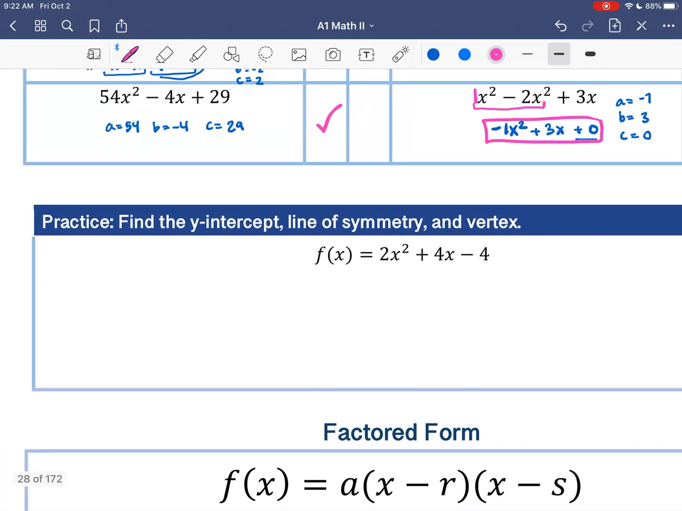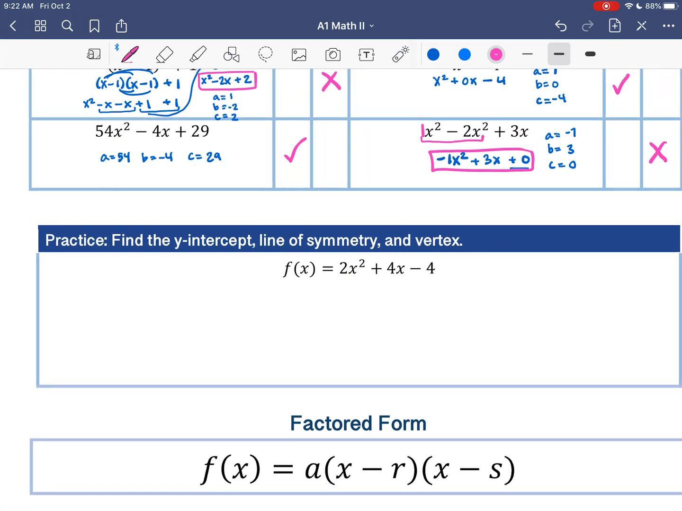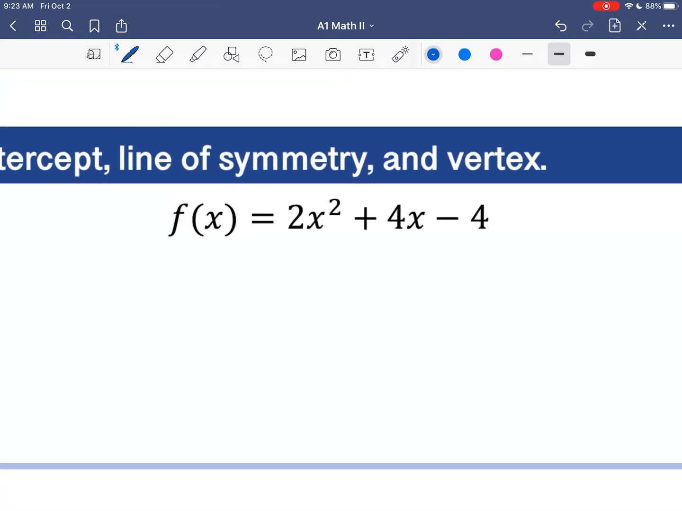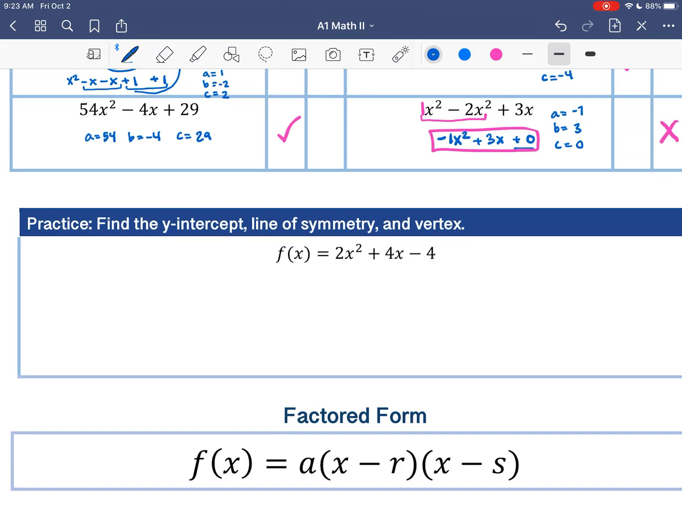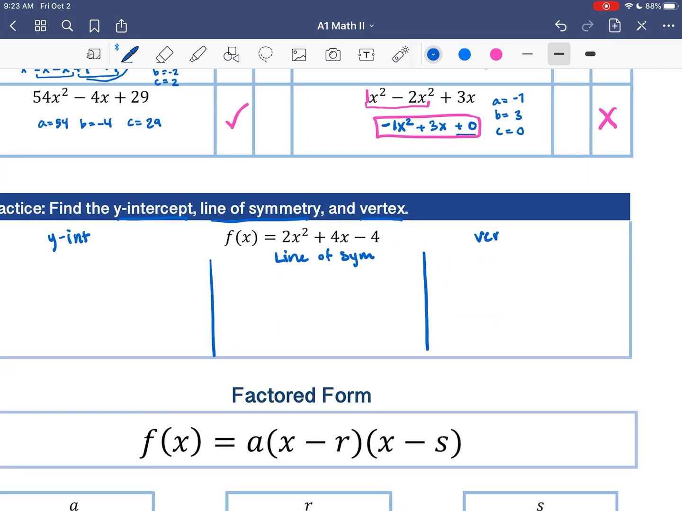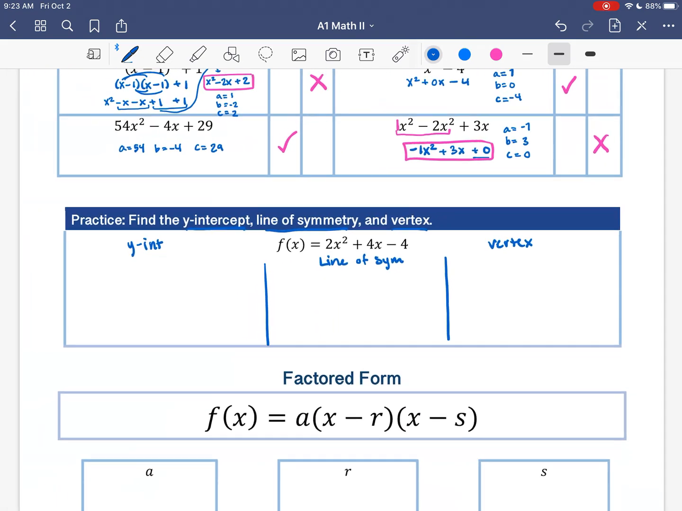Okay, so let's just practice using some formulas with a function here. This is a quadratic, and it's in standard form, and it's asking us to find the y-intercept, the line of symmetry, and the vertex. So I'm going to split my box into 3 pieces. And then over here I'm going to find the y-intercept. This is the line of symmetry. I'm going to abbreviate, and this can be our vertex.